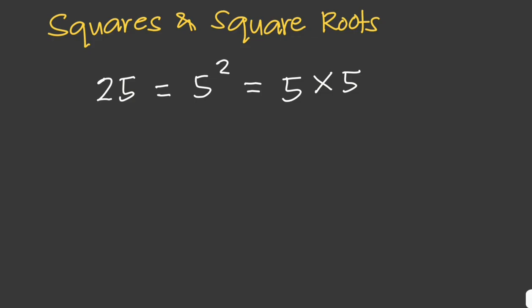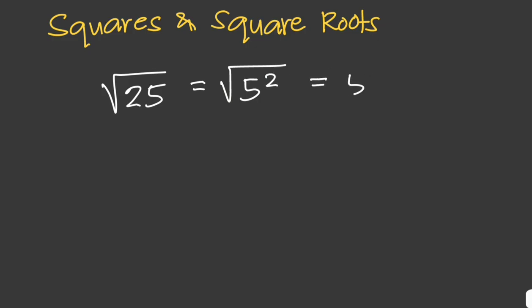So the square of a number is represented by the number raised to a certain power. In this case, 5 is raised to a power of 2. If we're given a squared, then we can write this as a times a.